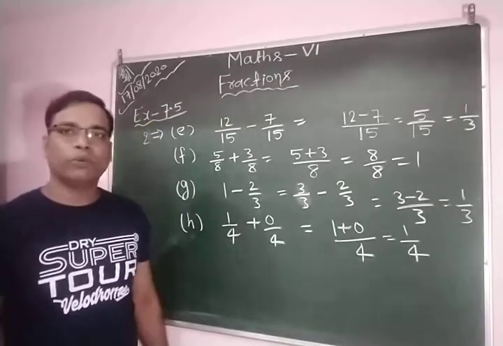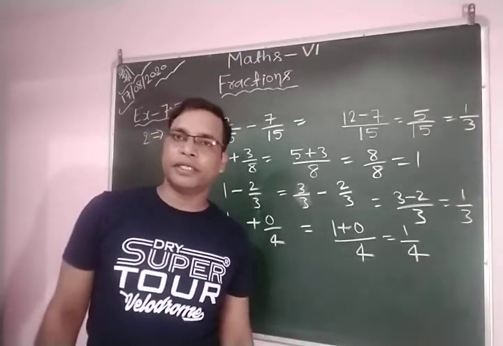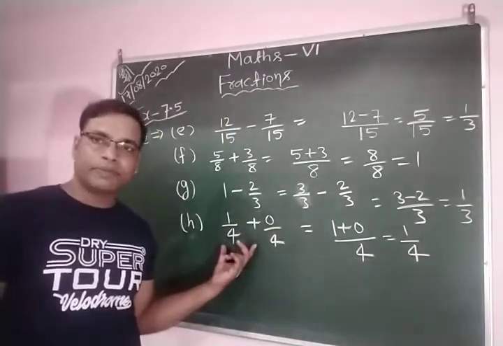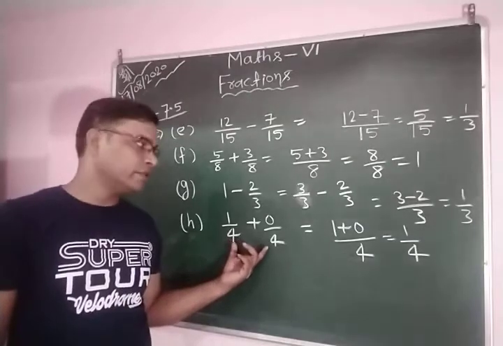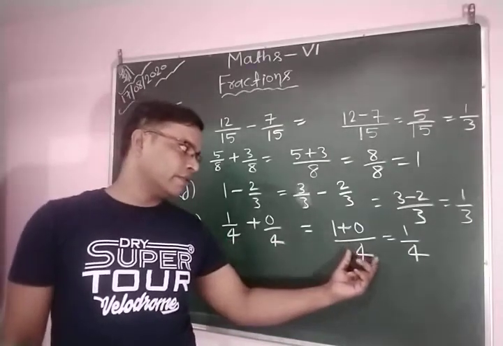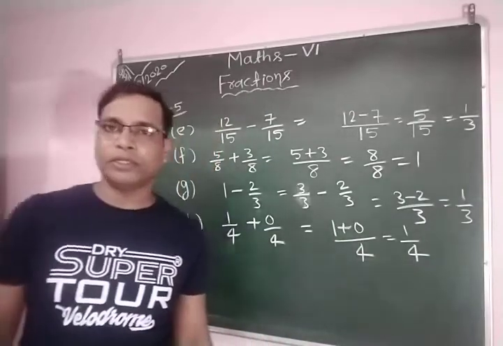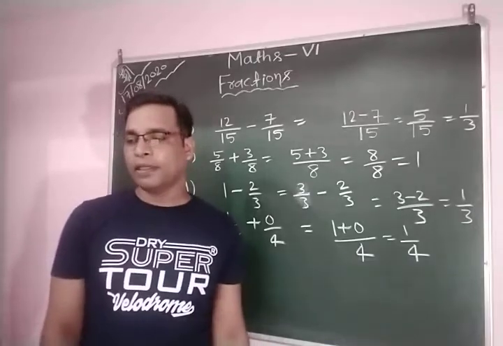If you add 1 by 4 plus 0 by 4, then the result is 1 by 4, because you can see in both fractions the denominator is 4, so we write 4, and after this we sum the numerators 1 and 0, so 1 plus 0 by 4 is equal to 1 by 4.